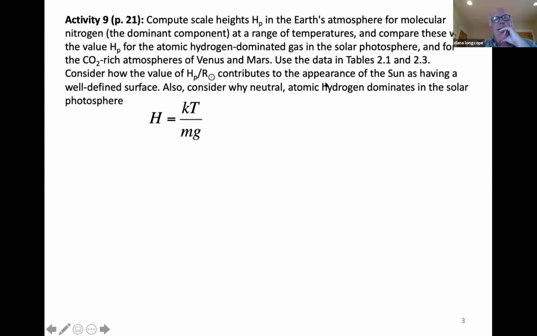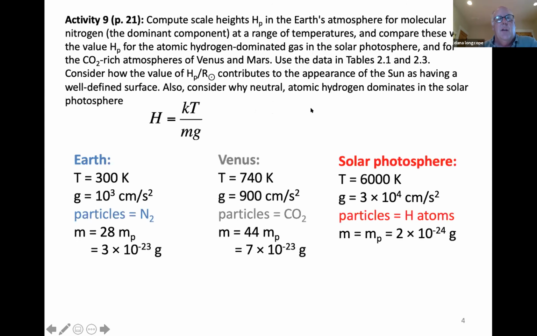It's just plugging numbers into a formula. You have to find the temperature of the atmosphere and the mean mass of whatever the atmosphere is made of, which is going to be different. Earth's atmosphere, the stuff we breathe all the time, is mostly nitrogen, N2. Nitrogen has an atomic mass of 14, so you're talking about 28 times the mass of a proton. And then g is the surface gravitational field. So the particles are N2, and the mass is 28 times the mass of a proton.